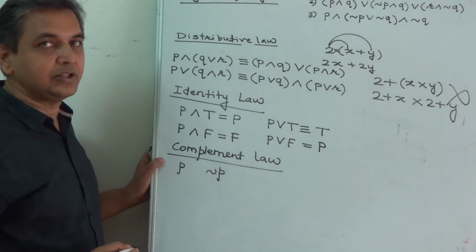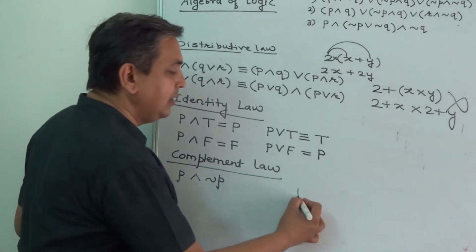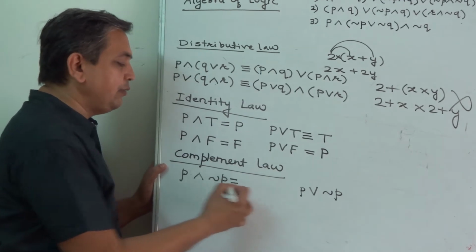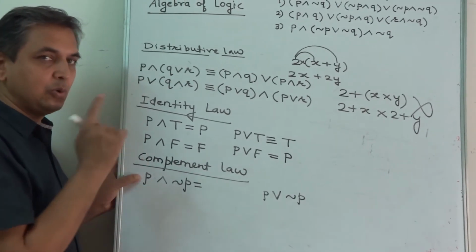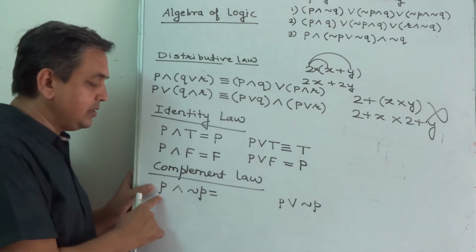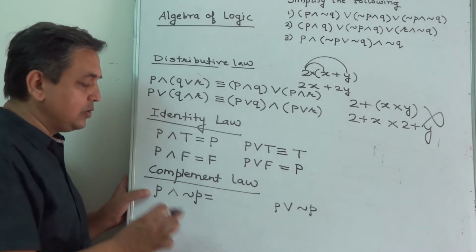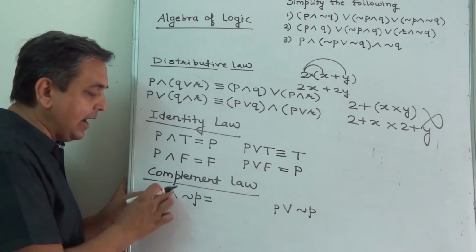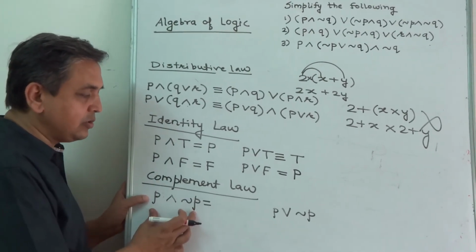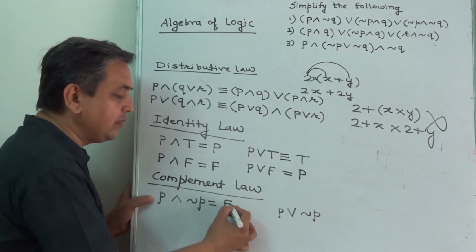Complement of P is negation P. Now either we have P and negation P, or P or negation P. If we consider any statement P, whether it is true or false, negation of P will be opposite of it. So if this is true, this is false, and if this is false, then this will be true. So in any case, this is AND between a true and a false statement. One statement is true, other statement is false, then AND is definitely false.